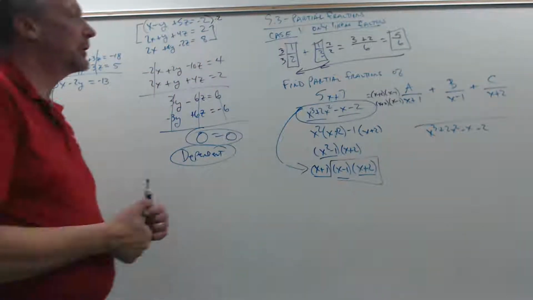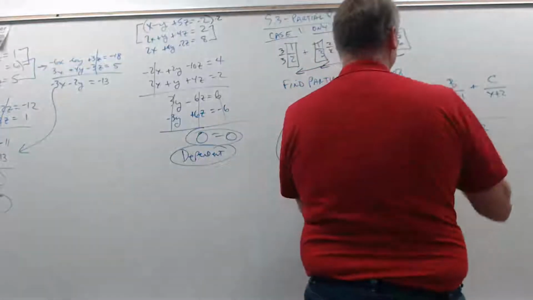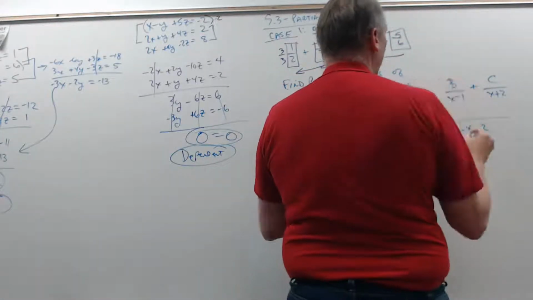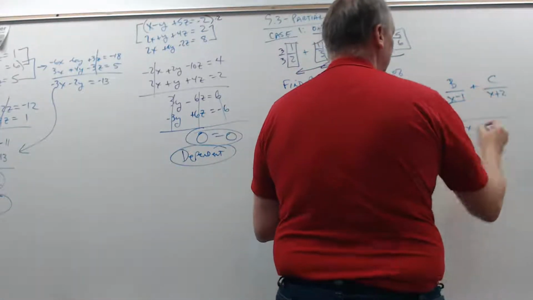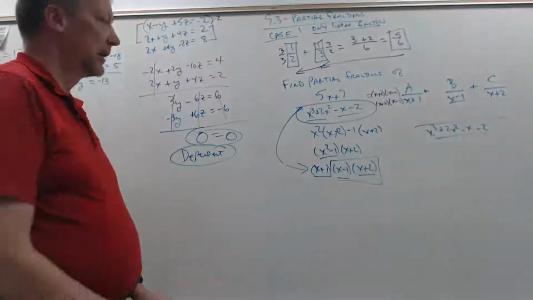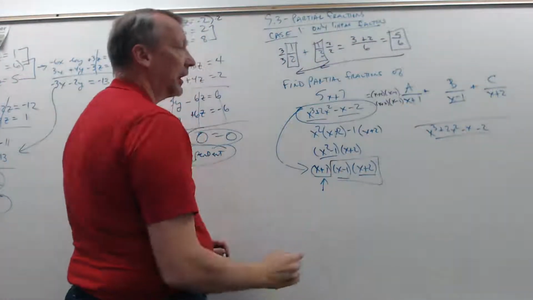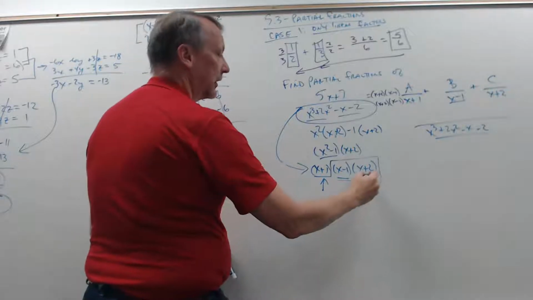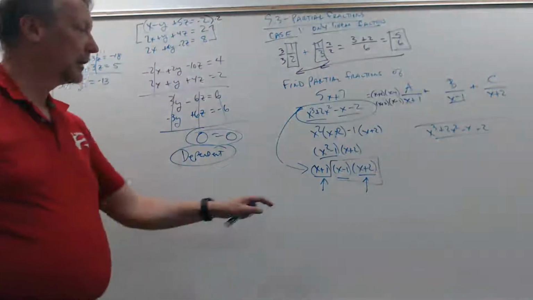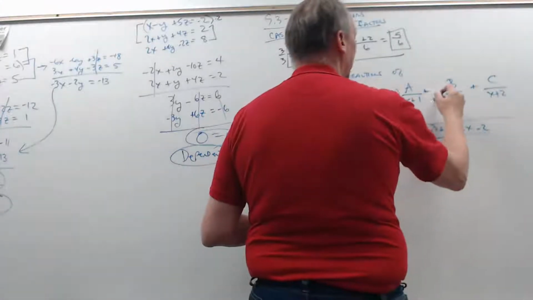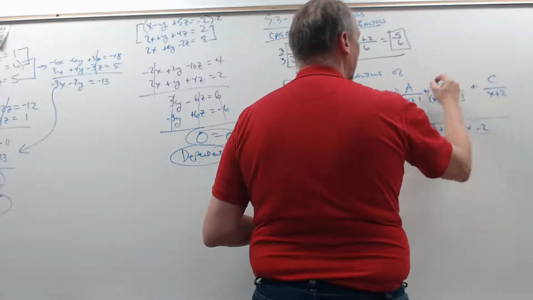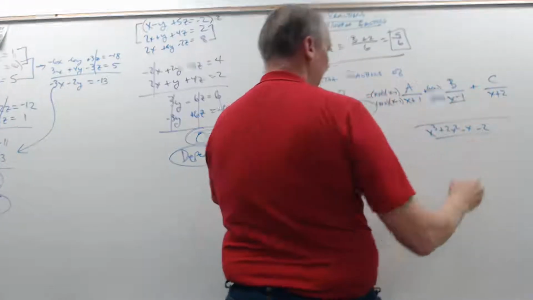Okay? Now the question is, I move this plus over here. What do I need to multiply this by to get this? This one here and this one here, correct? Okay? So I'm going to have an x plus 1, and I'm also going to have an x plus 2.